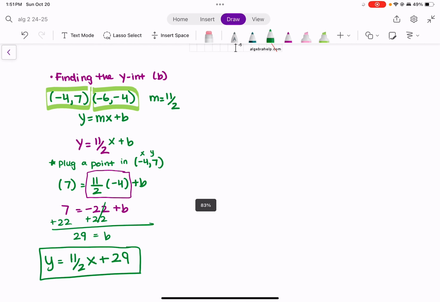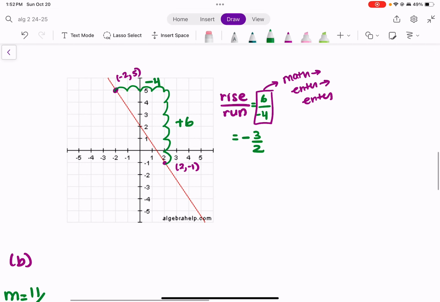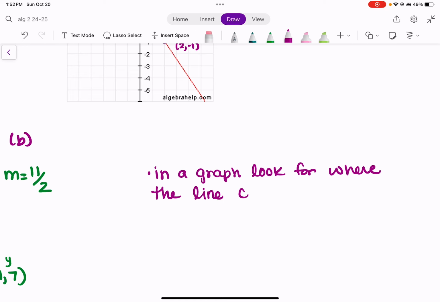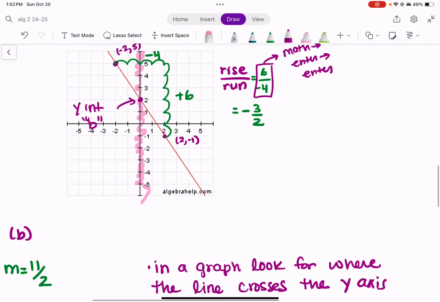If we're given a graph, I'm going to go back here. So I'll write it here. In a graph, look for where the line crosses the y-axis, right? So the y-axis is this axis right here. So if you notice, it crosses it right here. So this is my y-intercept. This is my b, okay?